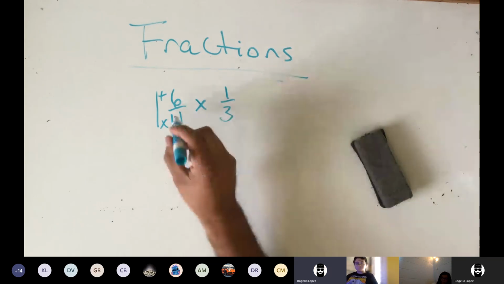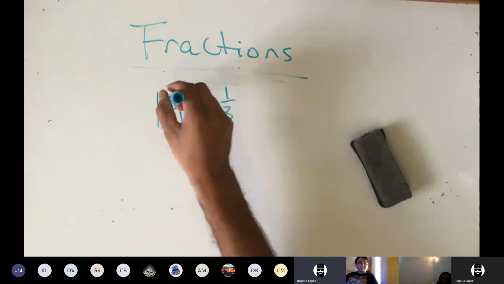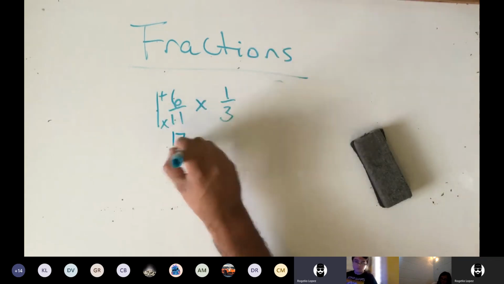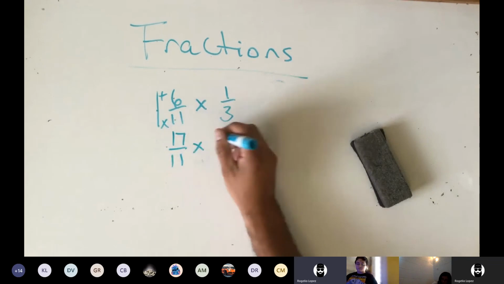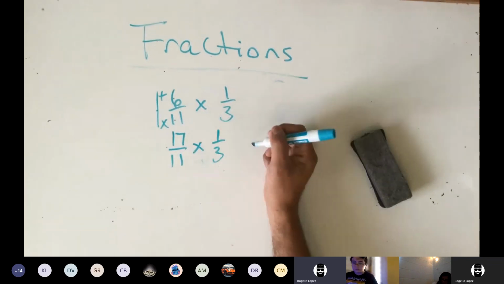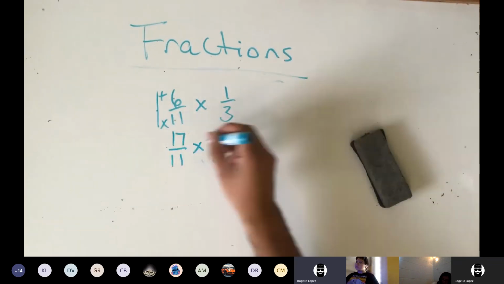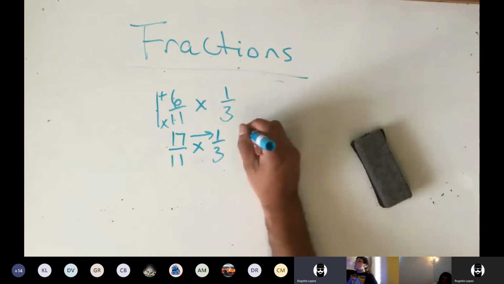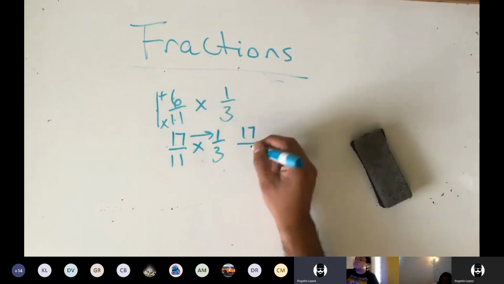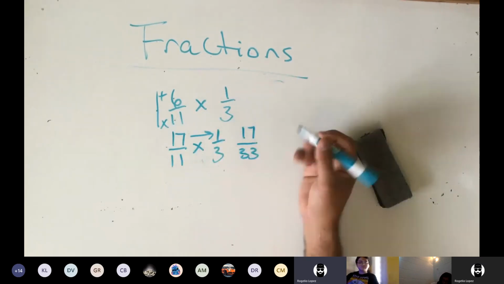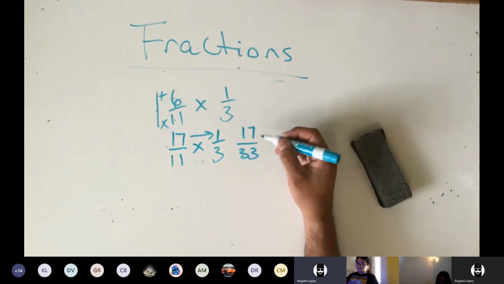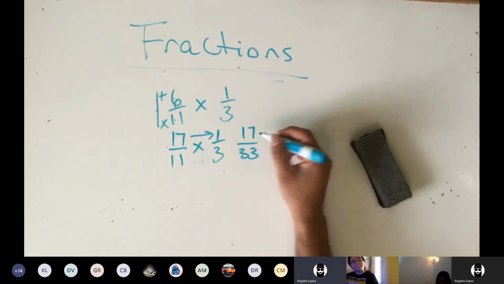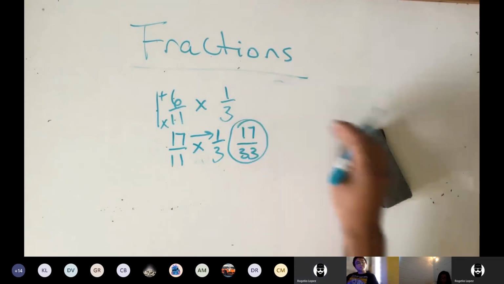All right, so 11 times 1 is 11, plus 6 is 17, so I get 17 over 11, times 1/3, okay? So here I need to multiply straight across. 17 times 1 is 17, and 11 times 3 is 33. I can't simplify those, for 17 is prime, so I can't simplify that at all. So that is my answer, okay?